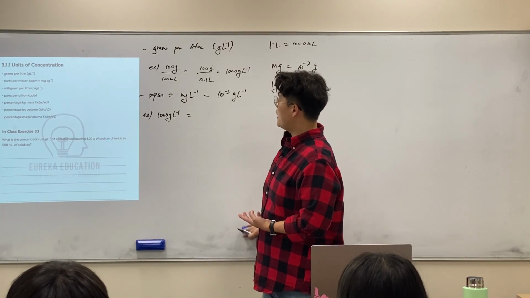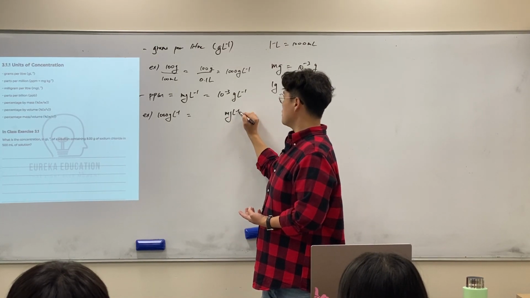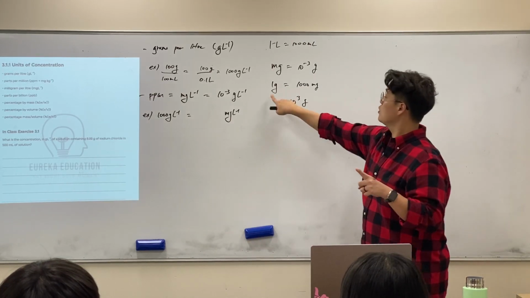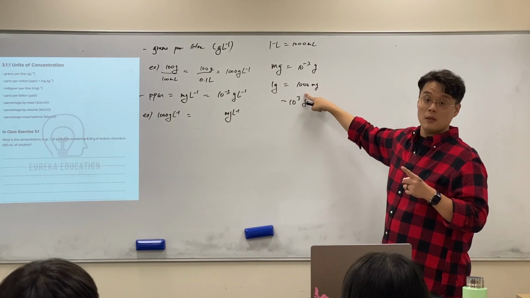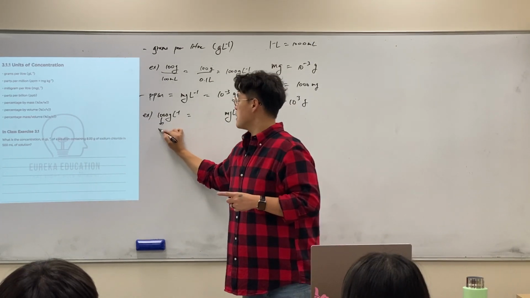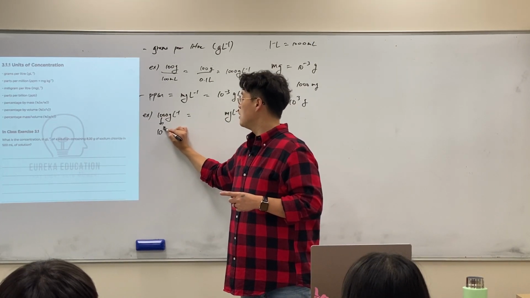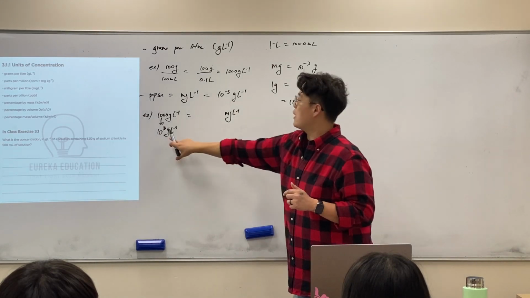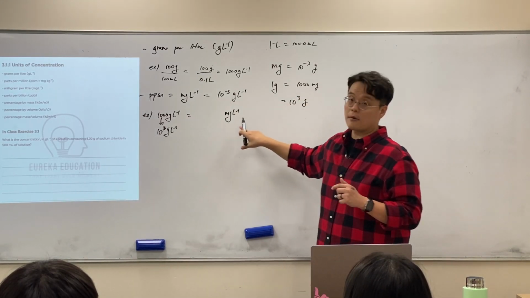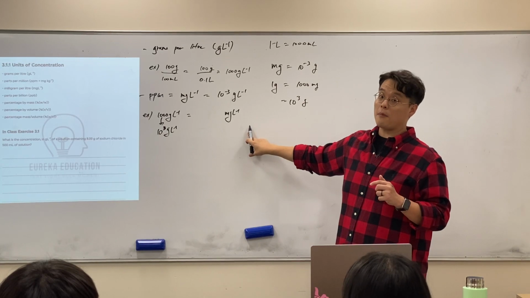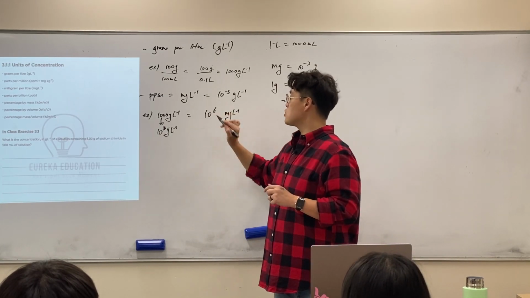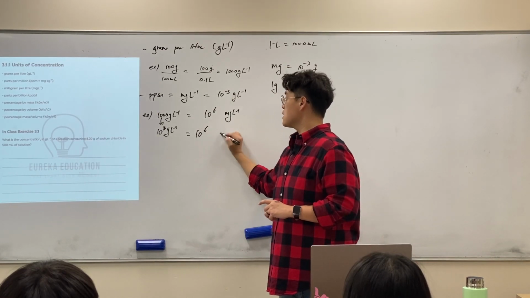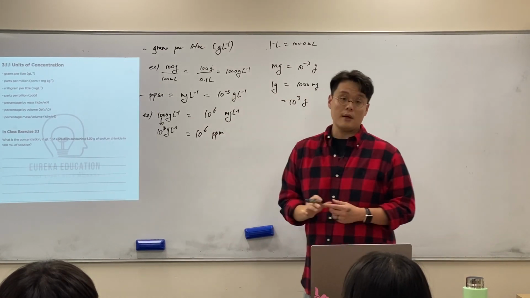First, let's convert to milligrams per liter. 1,000 grams, as we know, 1 gram is equal to 1,000 milligrams, so this is the same as 10 to the power 3 grams per liter. Changing grams to milligrams, we just need to times 10 to the power 3 again. So it gives you 10 to the power 6 milligrams per liter. So we can say that's 10 to the power 6 ppm as well.